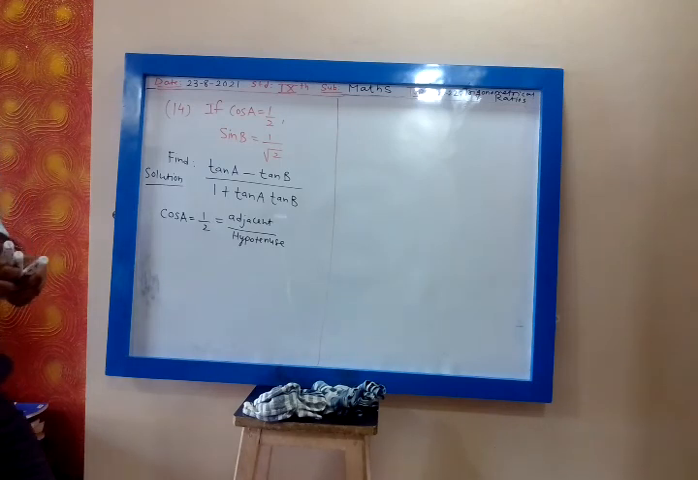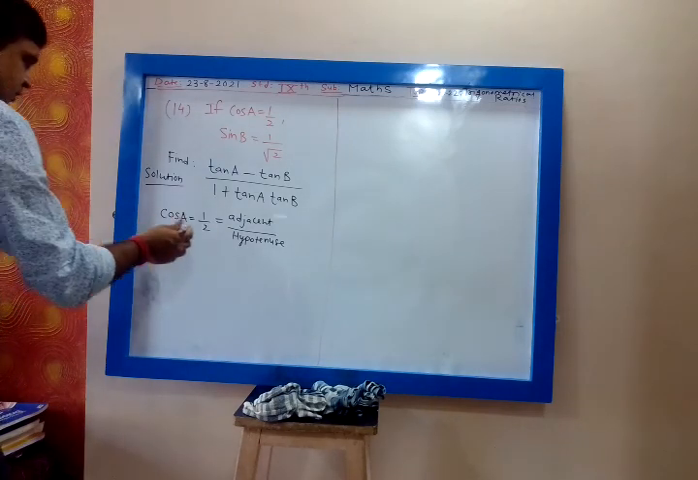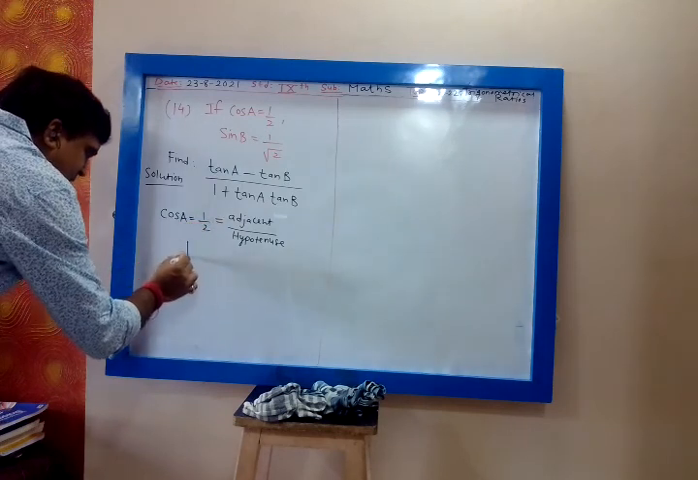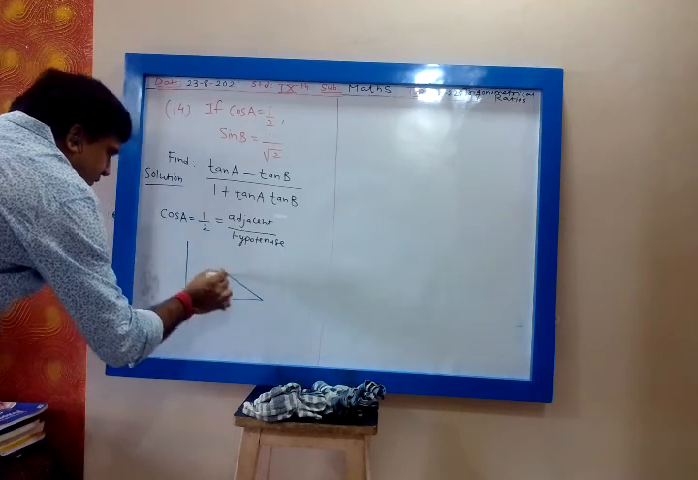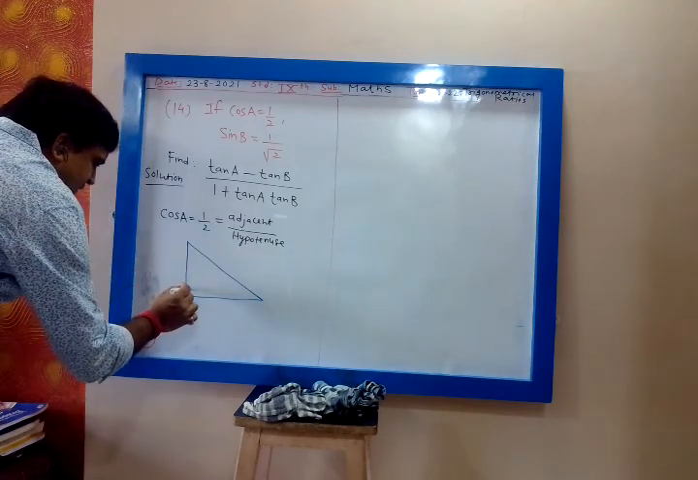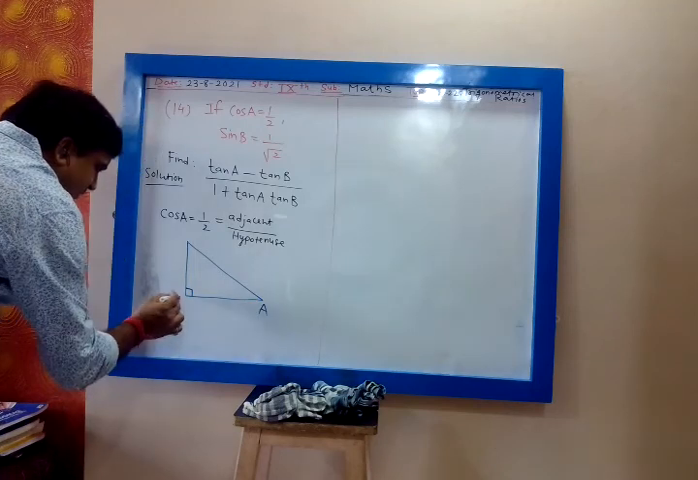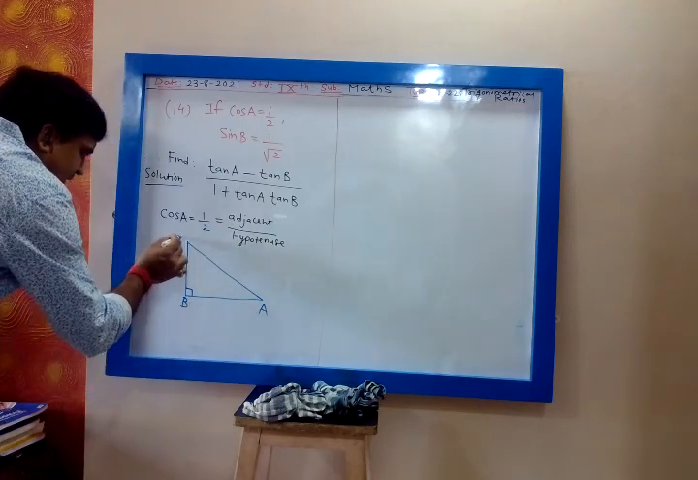Okay. So let us see. So let us draw the triangle for this. Cos A is equal to 1 by 2. My reference angle is A. So A will not be 90 degree. I can take this as A, B, C.